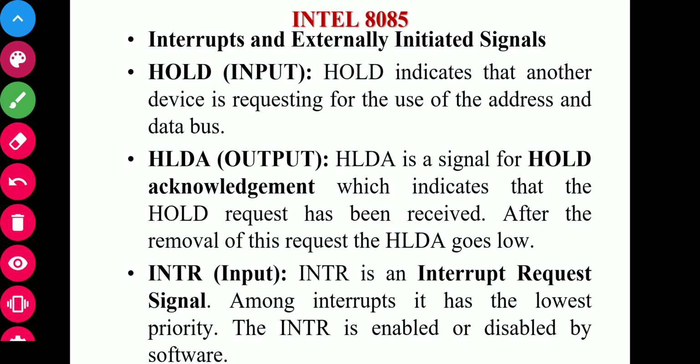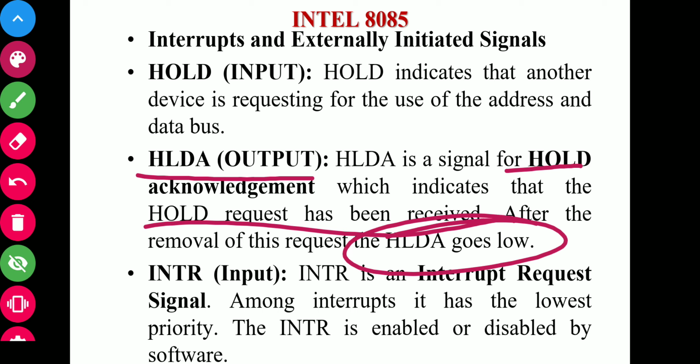Then if the hold is granted, it should give the acknowledgement, right? So that is nothing but HLDA. HLDA is a hold acknowledgement signal which indicates that the hold request has been received. After the removal of the request, the HLDA goes low. When the acknowledgement is there, it will be in active condition, a high condition. After the removal of this request, HLDA goes to low, that is 0.